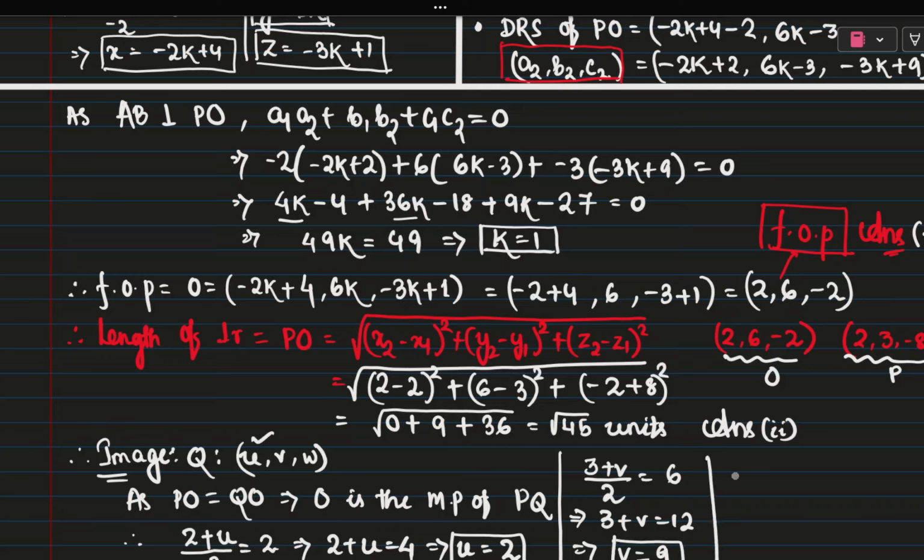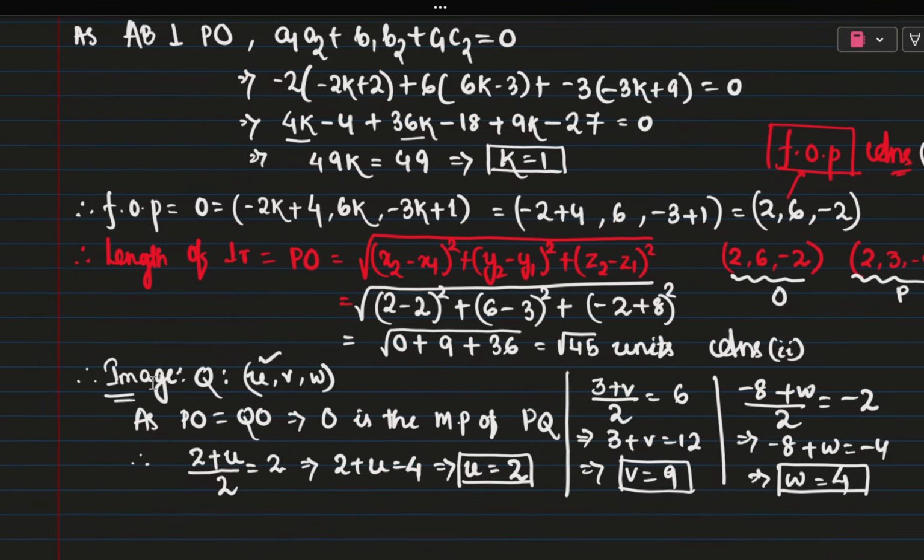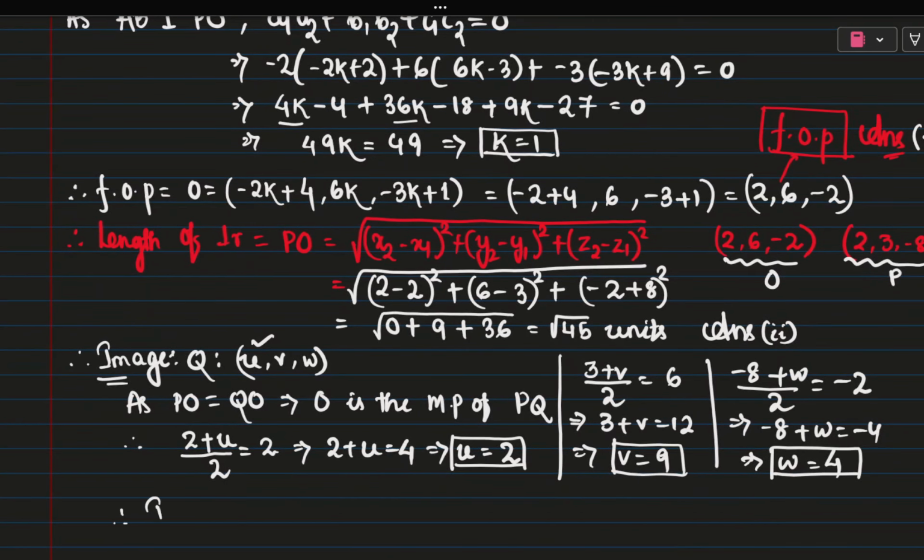And the third part is (minus 8 plus w) divided by 2 will be equal to the z coordinate, that is minus 2, that will be equal to minus 8 plus w equal to minus 4, and hence w will become minus 8 going plus 8 minus 4, it will become 4. Hence the image point UVW, as we have taken, will become 2, 9 and 4. So this is the answer.